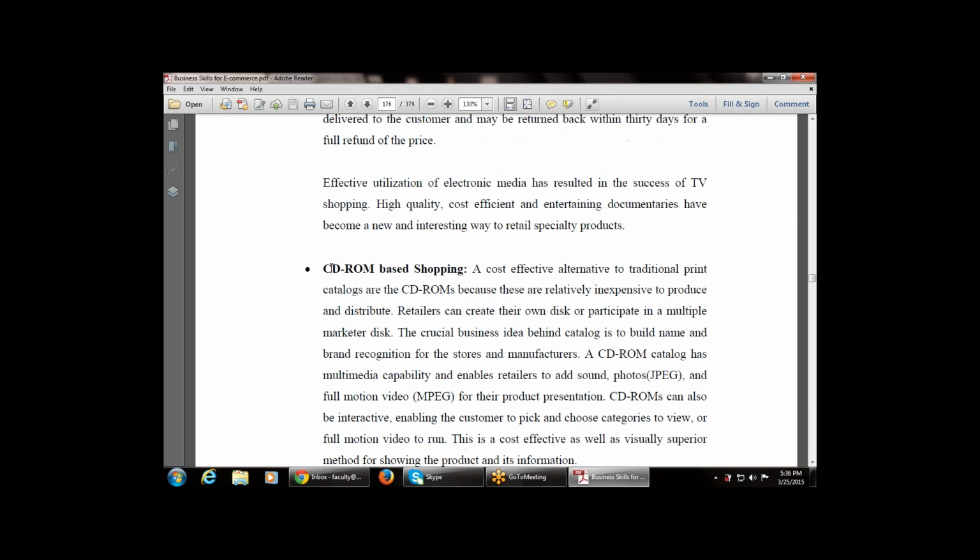Then CD-ROM based retailing is also a cost-effective alternative to traditional print catalogs, because printing catalogs is expensive. One solution is to use the CD-ROM for retailing instead of publishing printed catalogs. Retailers can create their own disk or participate in a multiple-marketer disk.